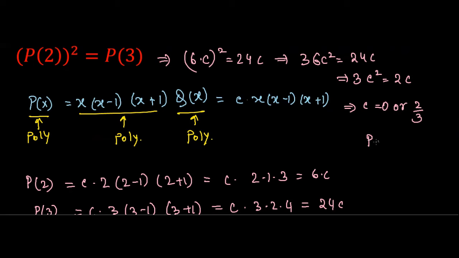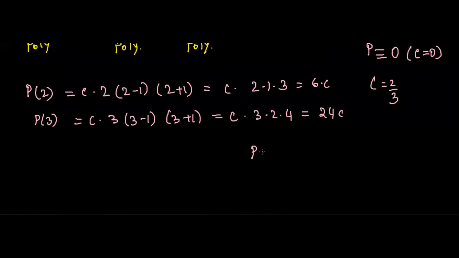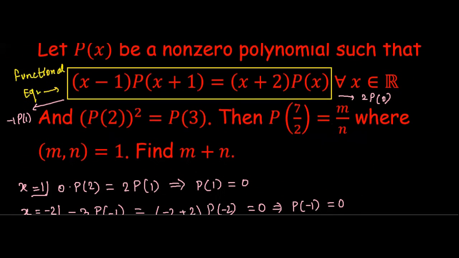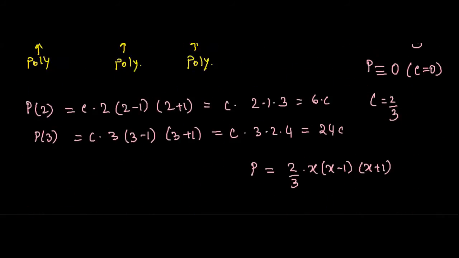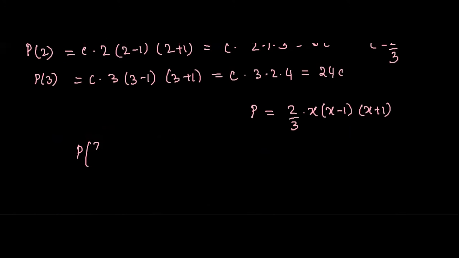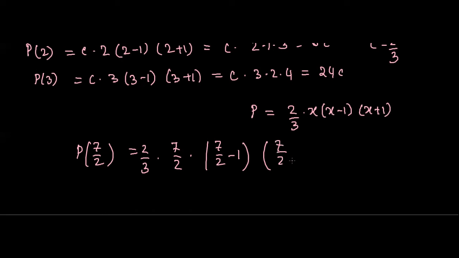Now, if c is 0, the polynomial p of x will become 0. And if c equals 2 by 3, then the polynomial becomes 2 by 3 times x minus 1 times x plus 1. Now, let's see what we needed to find. We needed to find the value of p of 7 by 2. So from here, we can say that p of 7 by 2 is 2 by 3 times 7 by 2 times 7 by 2 minus 1 times 7 by 2 plus 1.